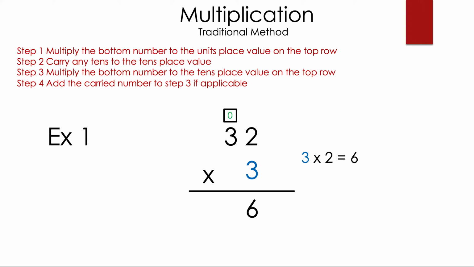As you have noticed, there was no tens in 6, so we put a 0 above 3. It is not necessary to put a 0, but it's just there to show you why we put 0. So the next step is to multiply by the tens, which is 3. So 3 times 3 is 9. You bring it down, and your final answer is 96.